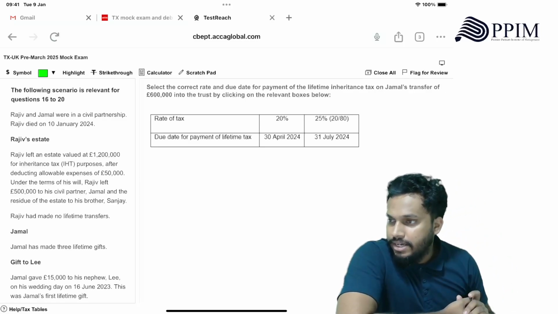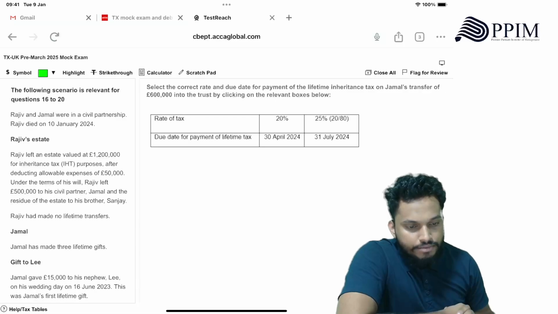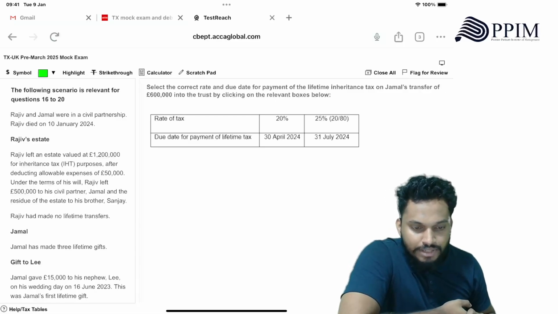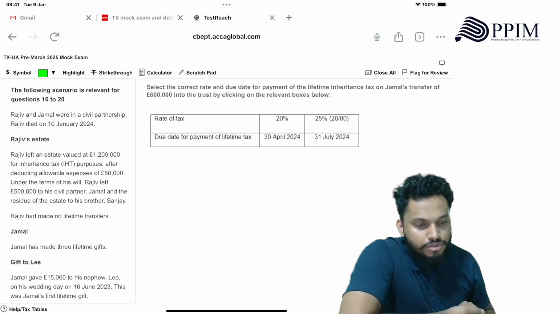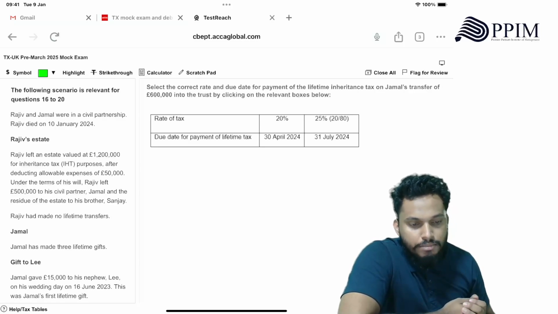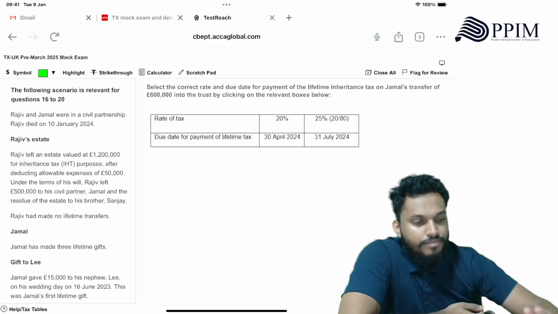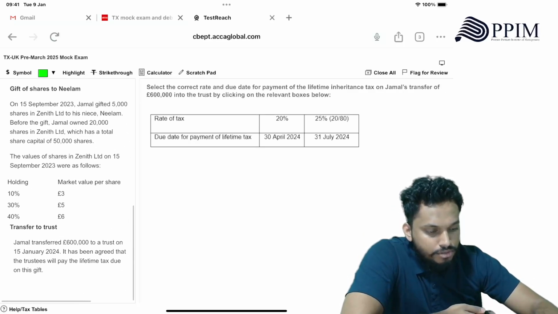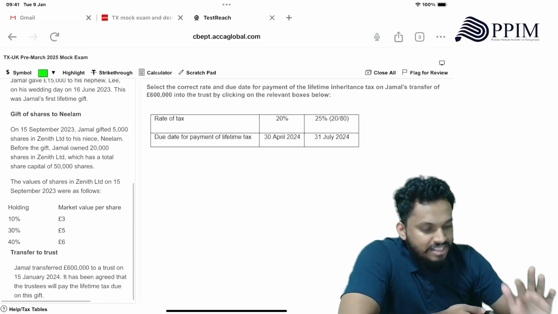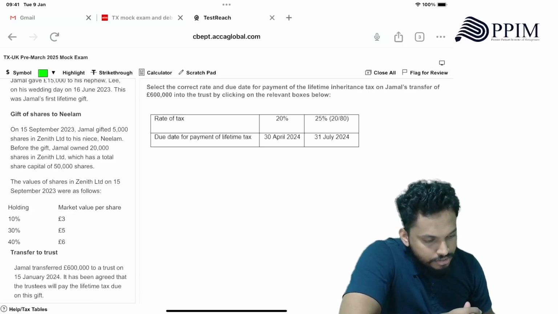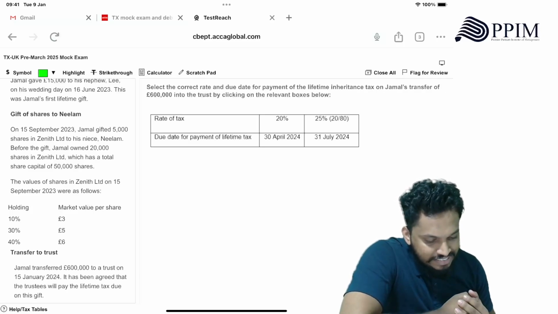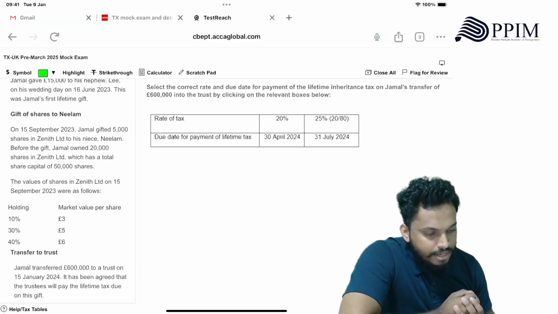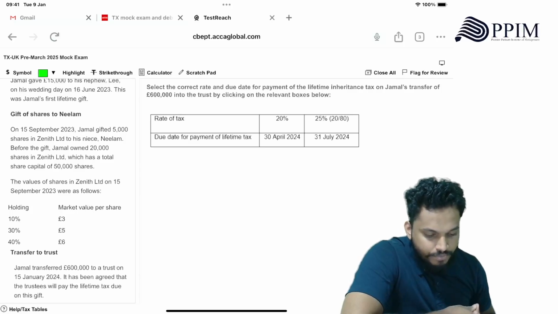Select the correct rate and due date for payment of lifetime inheritance tax on Jamal's transfer of £600,000 into the trust by clicking the relevant boxes. Okay, we'll click the relevant boxes. Jamal transferred £600,000 to a trust on 15 January 2024. It has been agreed that the trustees will pay the lifetime tax on this gift.